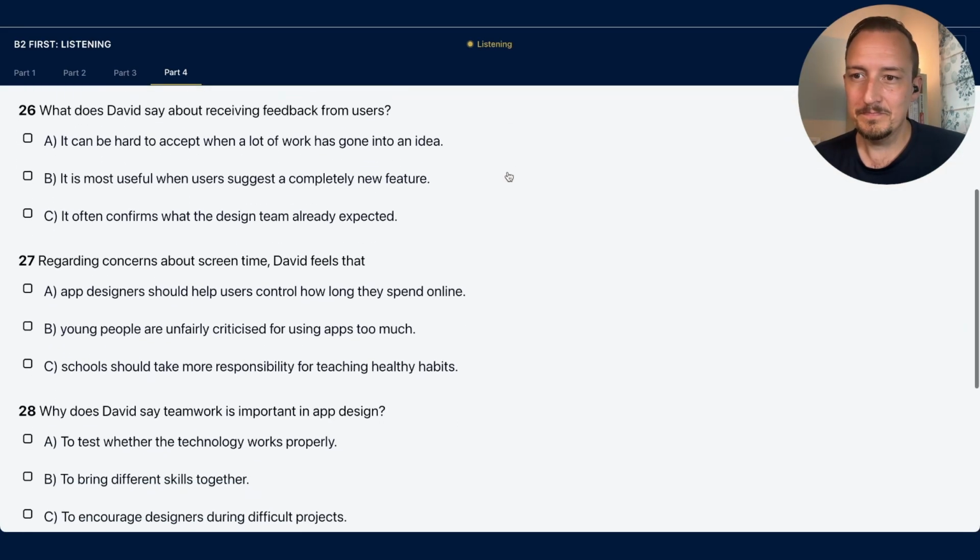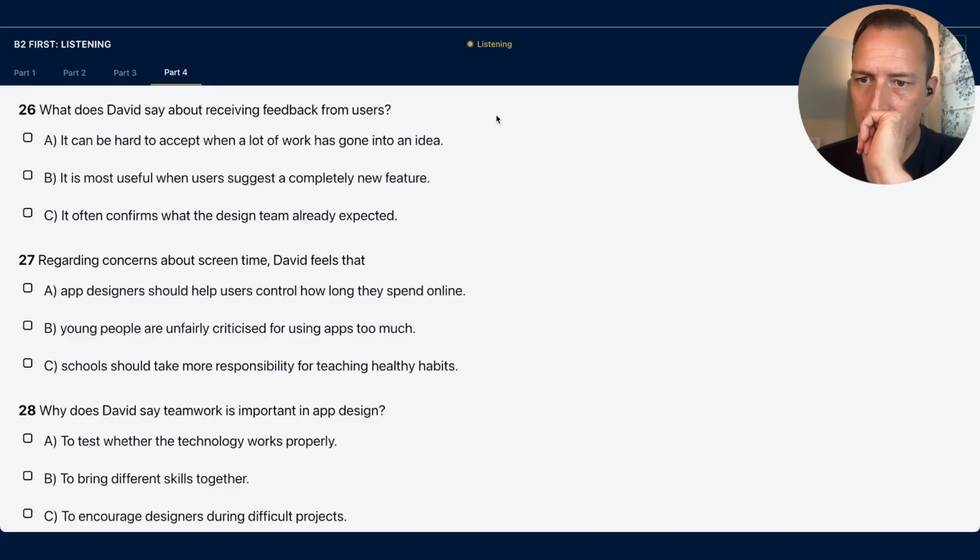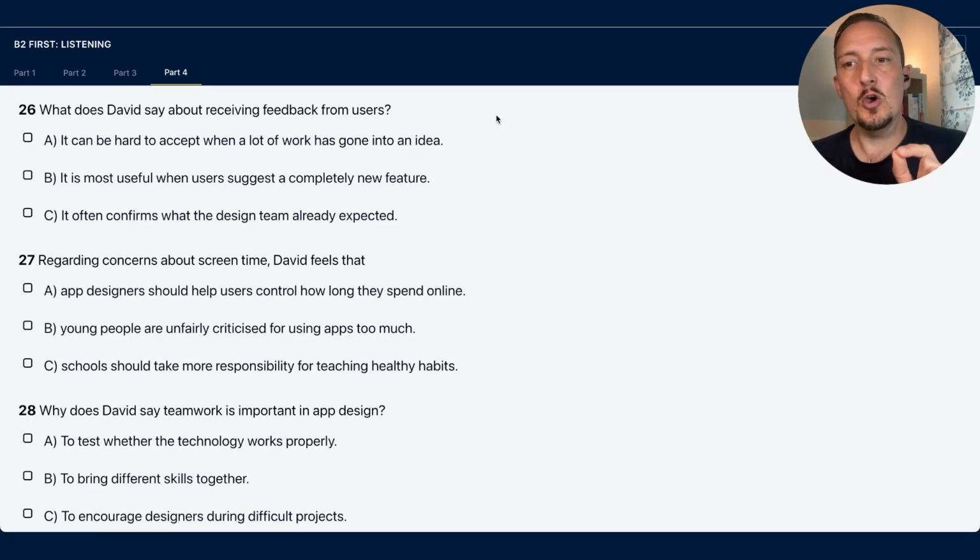How do you find out whether those ideas are working? We test them with real users early on. Feedback is a major part of app development, and there's no point feeling down or disheartened when a user doesn't like it. He says there's no point feeling down or disheartened, so feeling upset when a user doesn't like it. So that rules out A. He doesn't say that it can be hard to accept. Just part of the process.